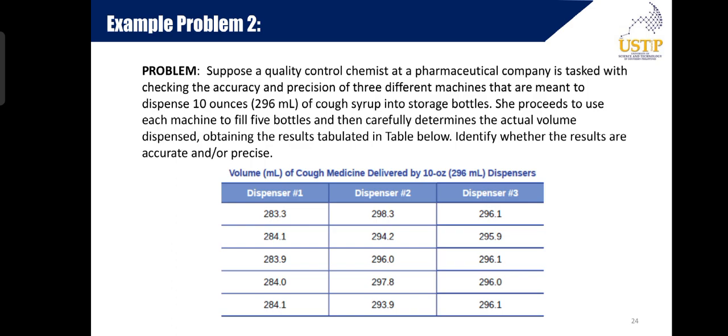From 298 to 294, it is so far from each other. At the same time, they are too far from the real value that we wanted, which is 296 ml. For dispenser 3, the values are so close to each other that the difference is just 0.1, 0.2, and they are also so close to the true value that they wanted, which is 296 ml. So I believe that you have already guessed the answer.